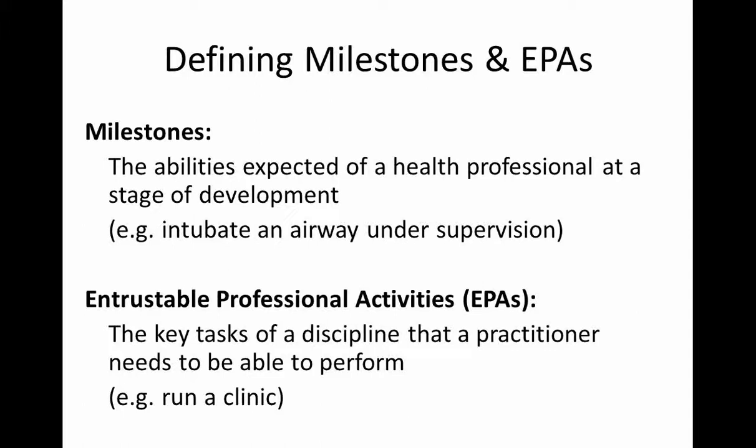Entrustable professional activities were developed by one of my colleagues, Ole ten Cate from the Netherlands. What he did is he followed an obstetrician around in his clinic for a week, or in his activities for a week, and said that there are recurring issues that are really prototypical of obstetrics and gynecology. So an entrustable professional activity is the key tasks of a discipline that a practitioner needs to be able to perform. And an example from the American Board of Pediatrics is to be able to run an ambulatory pediatric clinic. There's a lot of competencies, in fact, a lot of milestones within that example of an EPA. The reason why I'm introducing this to you is these are the key ingredients that will map the expectation of each trainee as they progress through each stage.